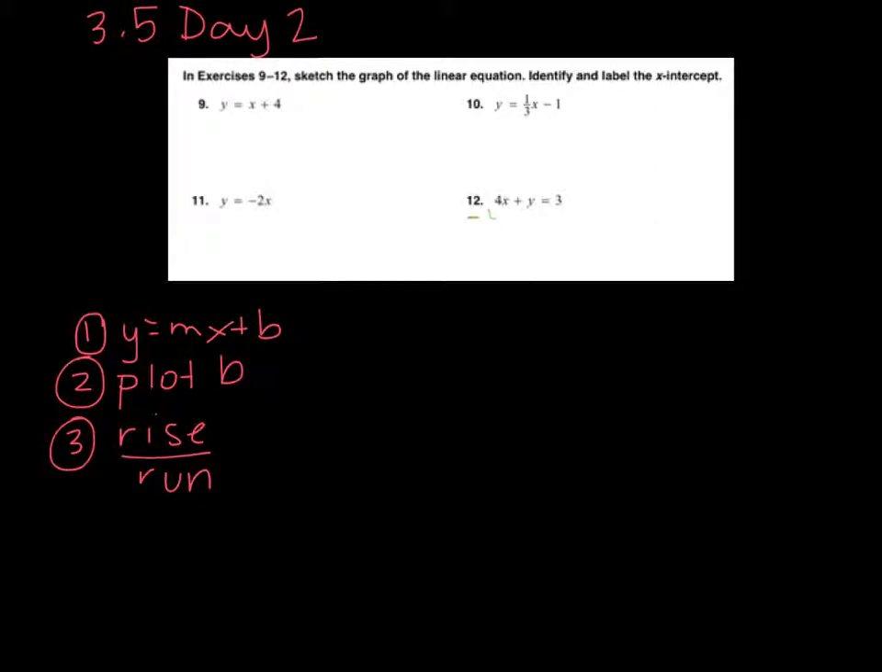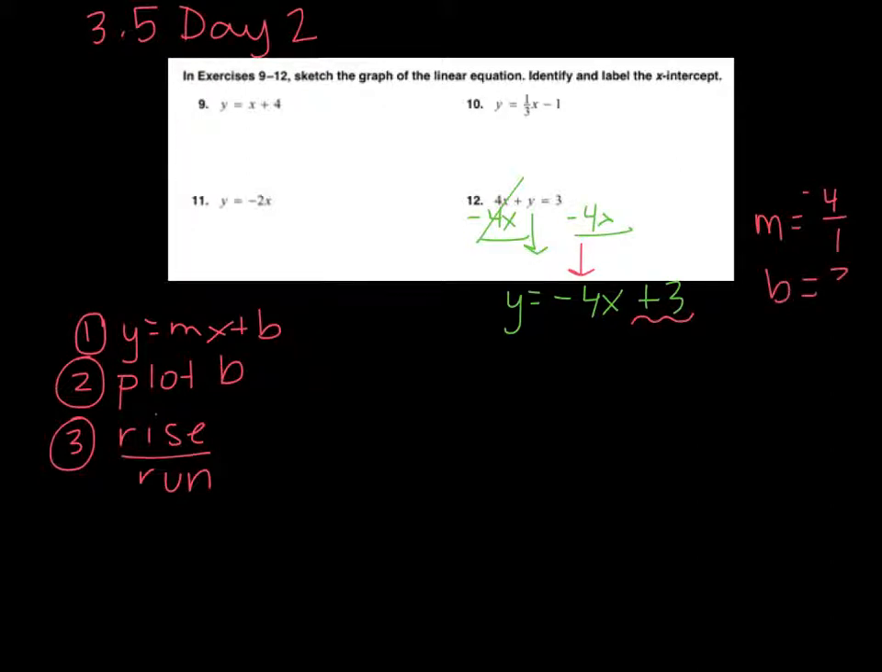So I'm going to subtract 4x from both sides in order to get y by itself. Now when I do that, those are going to cancel out, and I'm left with y equals negative 4x, and then I'm bringing down that positive 3. Okay? So now it's in the form of y equals mx plus b. I can now identify my slope. I see that m must be equal to negative 4 over 1, because right here, that's the coefficient of x. I see that b, which is your y-intercept, is equal to 3.